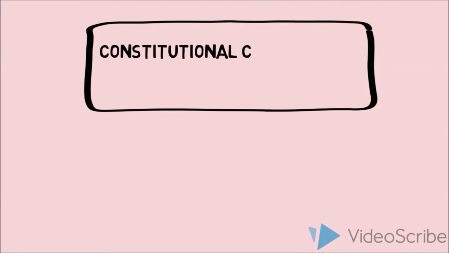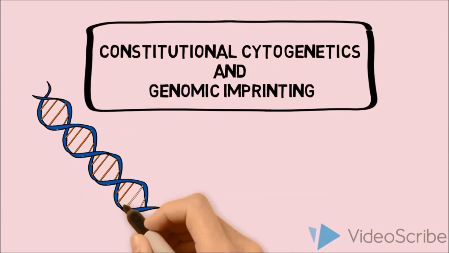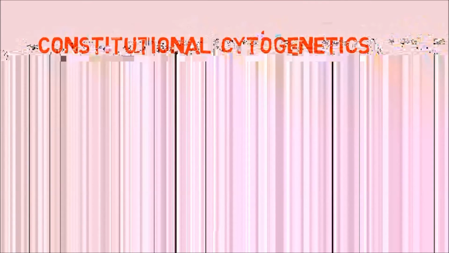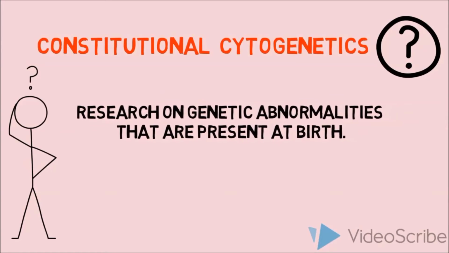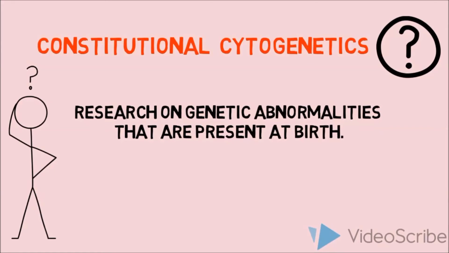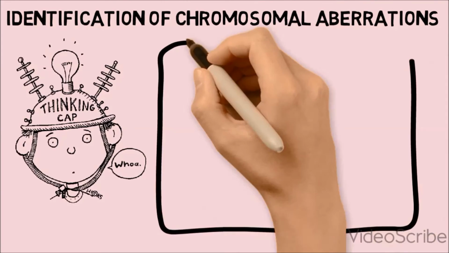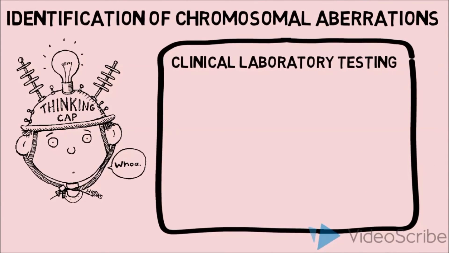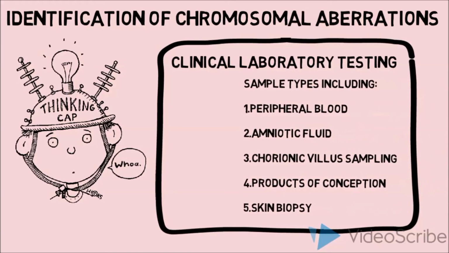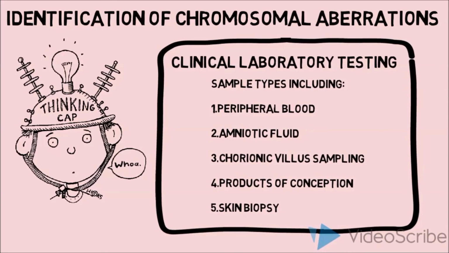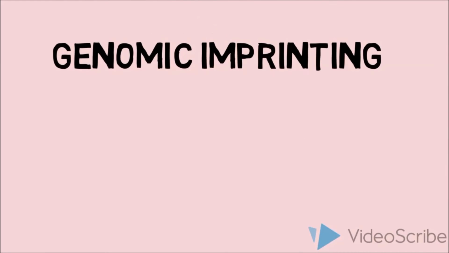Moving on to constitutional cytogenetics and genomic imprinting. Constitutional cytogenetics can be defined as research on genetic abnormalities that are present at birth. Identification of chromosomal aberrations can be done in clinical laboratory testing, which includes sample types of peripheral blood, amniotic fluid, chorionic villi sampling, product of conception, and also skin biopsy. Genomic imprinting.